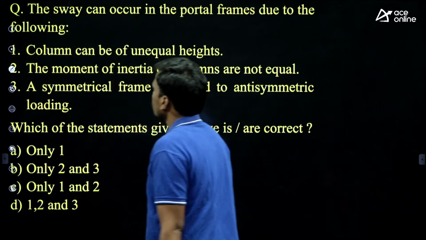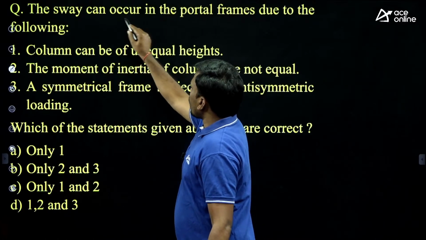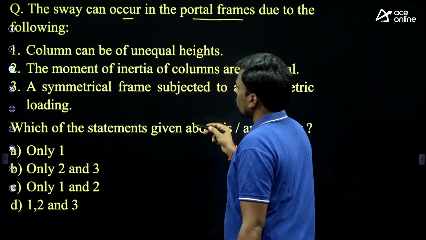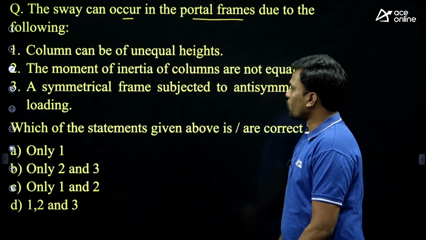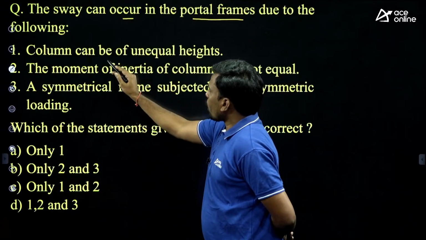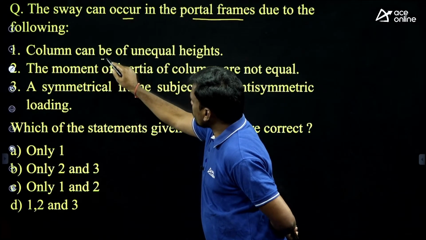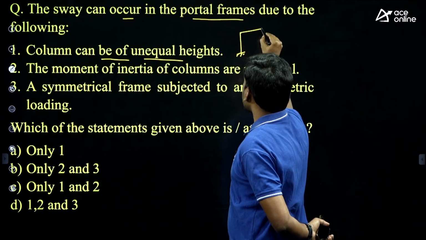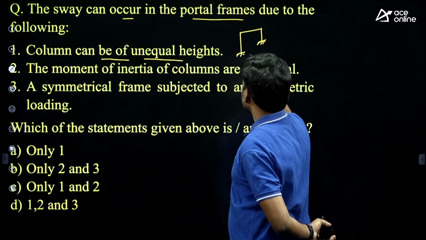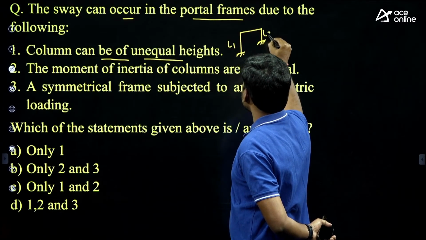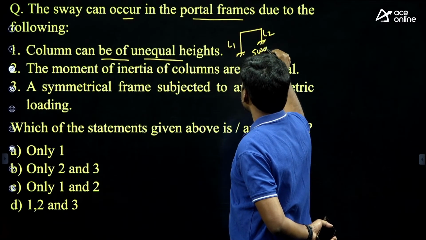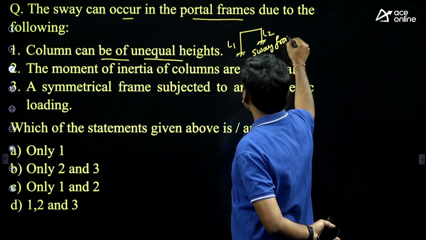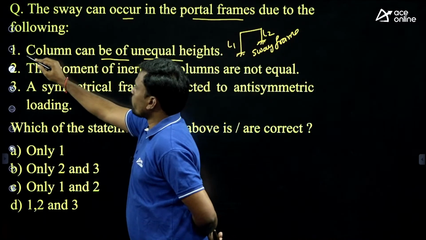Next question. Sway can occur in portal frames due to the following. Columns can be of unequal heights. Yes, if the heights of the columns are different. This is L1, this is L2, this is the sway frame. If column heights are different, this is the sway frame.